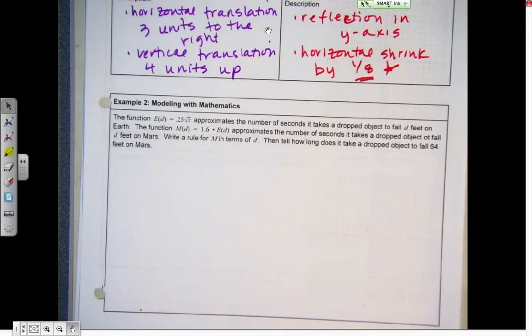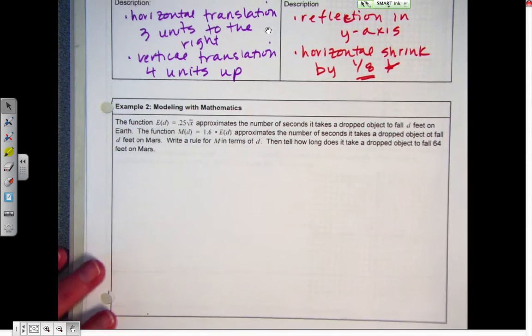The function e of d equals 0.25 times the square root of d approximates the number of seconds it takes a dropped object to fall d feet on Earth. The function m of d equals 1.6 times e of d approximates the number of seconds it takes a dropped object to fall d feet on Mars. Write a rule for m in terms of d. Then tell how long it takes a dropped object to fall 64 feet on Mars.